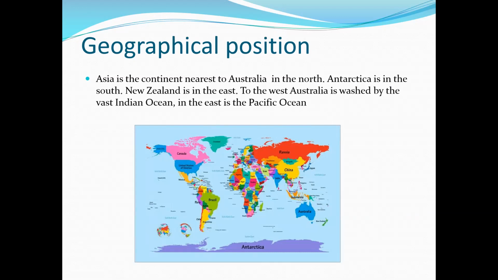Asia is the continent nearest to Australia in the north. The icy shores of Antarctica lie to the south. New Zealand is to the east. To the west of Australia stretches the Indian Ocean, and in the east the country is washed by the Pacific Ocean.